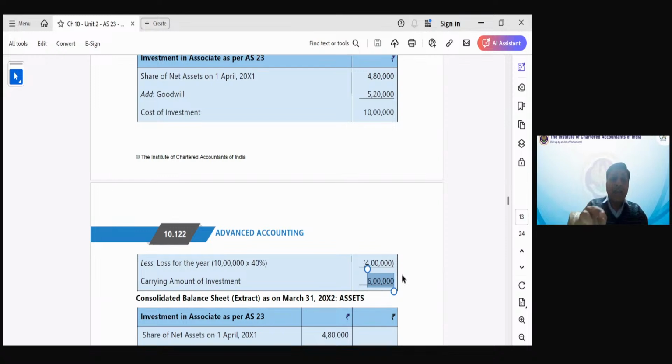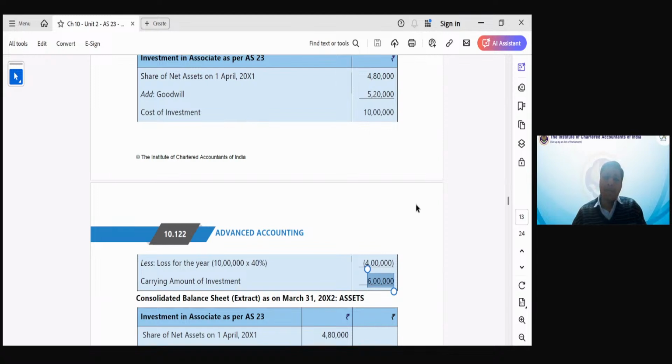So in totality, our cost of investment at the end of reporting year 1 should be what? 6 lakhs. Yes or no? That should be 6 lakhs. Correct?